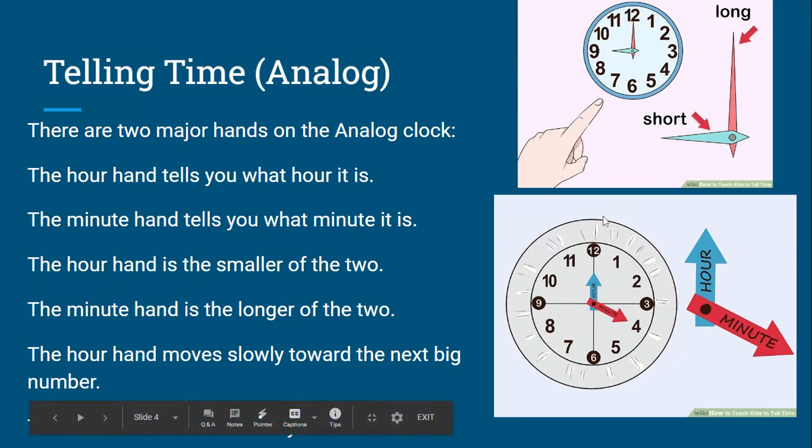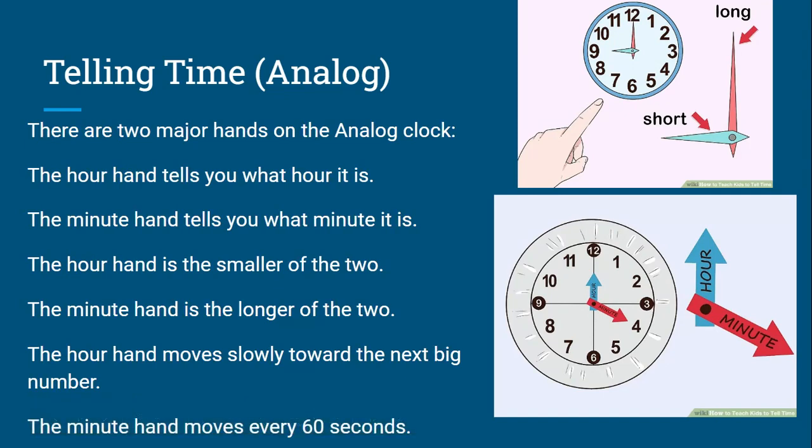The hour hand moves slower because it only changes every hour. The minute hand moves a little faster and it changes every 60 seconds because there's 60 seconds in 1 minute. So the minute hand moves every minute. Your hour hand will slowly get closer to the next number, but it won't fall onto that next number until it gets to the 12, so that it's that hour.